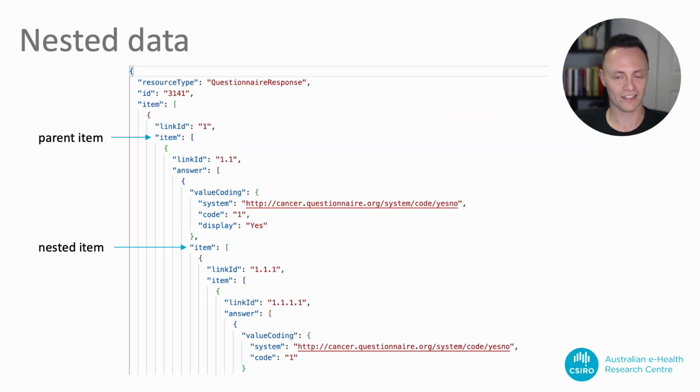The Pathling encoders also support the representation of nested content. There are several resources within the FHIR specification that have nested or recursive structures within them. An example of this is questionnaire and the associated questionnaire response resource.